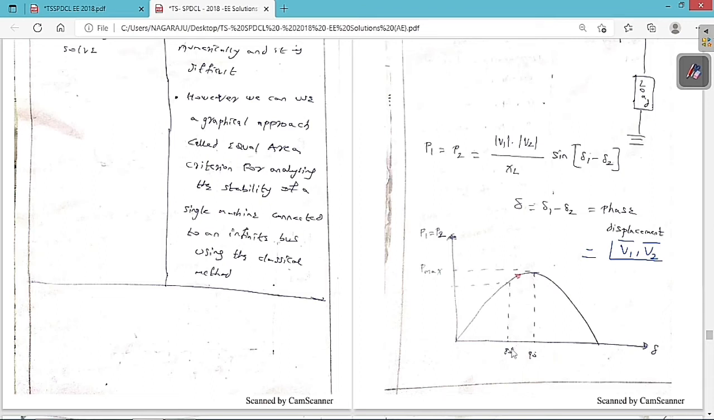But in the question they have given that initially it is operating at 80 degrees. Suddenly the load is increased. Whenever the load increases, the power demand increases, so this generator has to give more power. So the curve moves upward, and this delta also increases. Therefore the phase displacement between the two voltage vectors V1 bar and V2 bar also increases. You can see this clearly from the graph also.